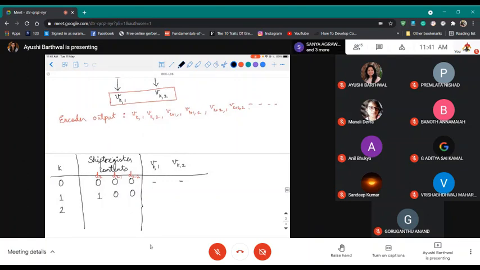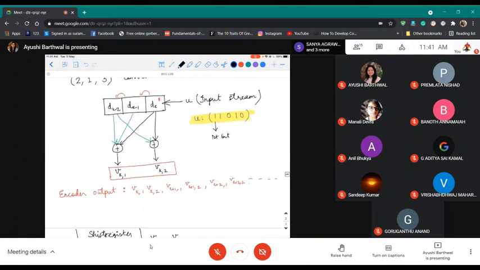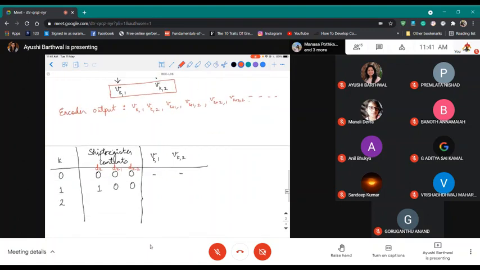At k is equal to 2, the second bit enters. So the second bit is 1. The first bit which was here, this was 0, this was 0. Now the 1 which was here will be replaced by here. The 0 which was here was shifted here. So this 0 will remain the same. And the second bit, 1, will enter here. So the content of the shift register will now become 110. So let me write that down here. So it would become 110.